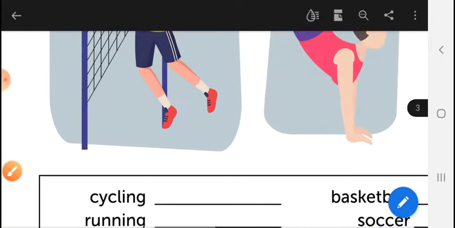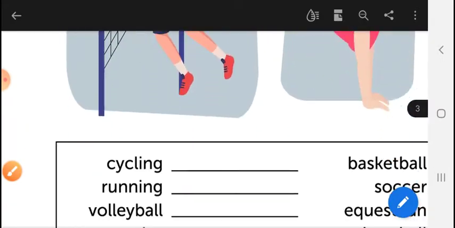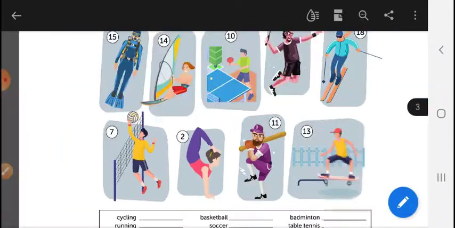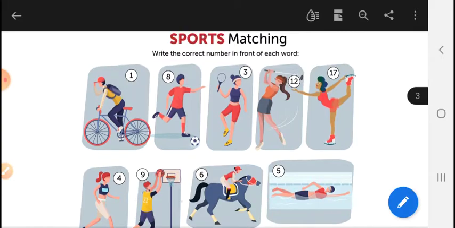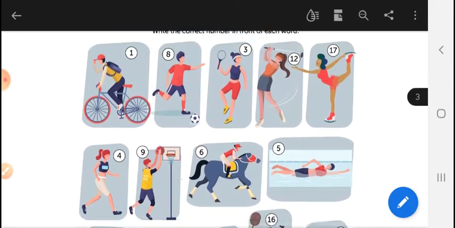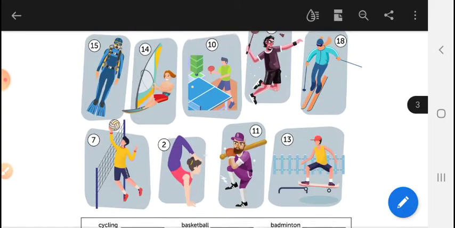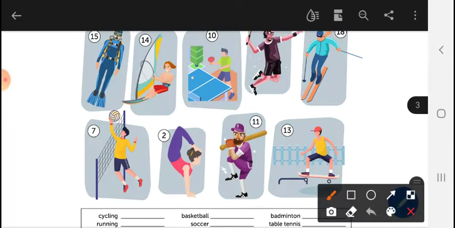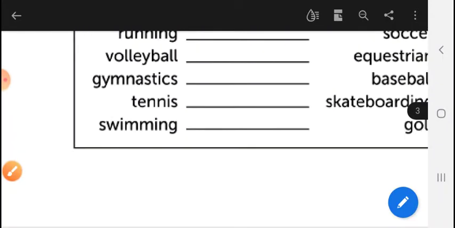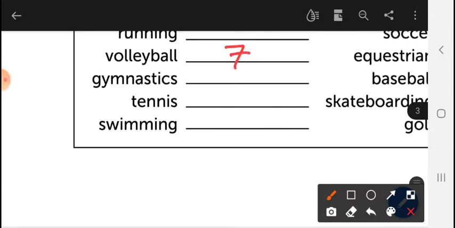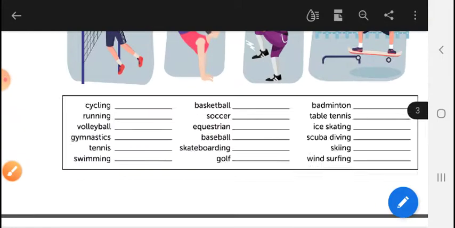Okay? Number 4. Now, next one is volleyball. Where do you see volleyball here? There you go. Number 7 is volleyball. So you go to the chart and write number 7, volleyball. And so on. You continue with the rest, okay?